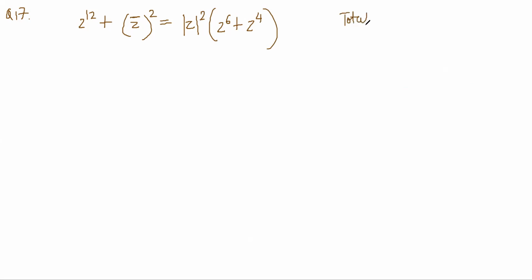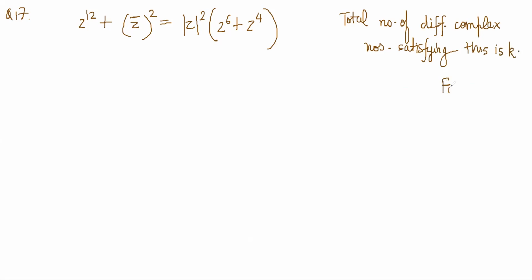Total number of different complex numbers satisfying this equation, z square is equal to mod of z to the power square, satisfying this is K. Find K.